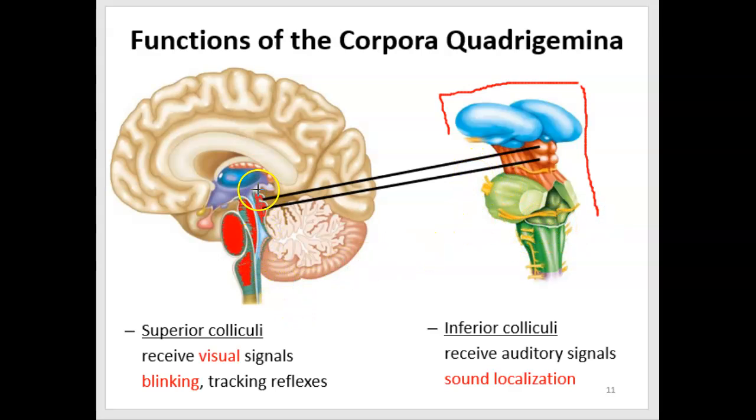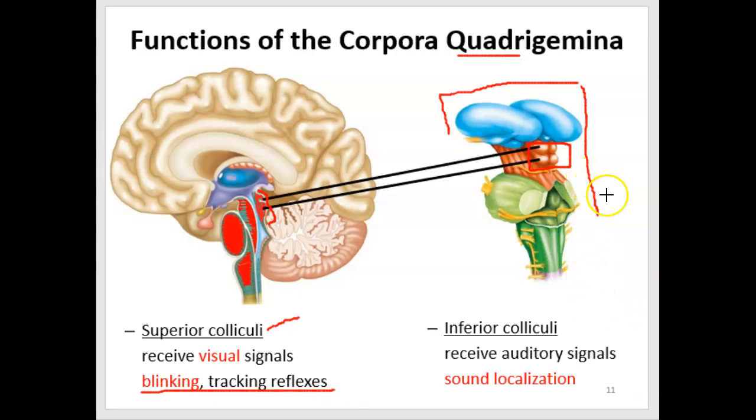So the corpora quadrigemina on the left are shaded in red, and over on the right picture, all four are shown, hence quad in the name, because the brain is slanted. We're not seeing a completely lateral view. So the two bumps on the top are called the superior colliculi, and they receive visual information and are important during blinking and tracking reflexes.